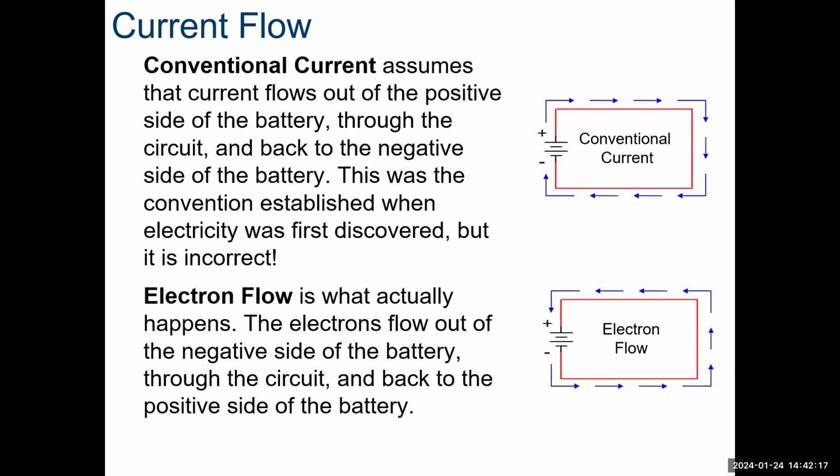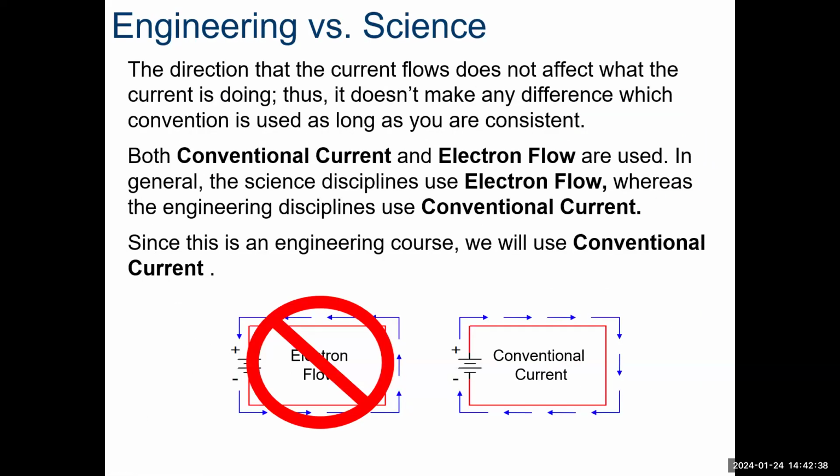We have conventional current, and we have electron flow. Conventional current assumes that current flows out of the positive side of the battery and through the circuit, whereas electron flow, what actually happens, is electrons flow out of the negative side of the battery through the circuit and back to the positive side of the battery. So this is really what's happening, right? All right, so the direction that the current flows does not affect what the current is doing. Thus, it doesn't make any difference which convention is used as long as you are consistent. So yeah, this is really what's happening, but this is the same function as this, right? If you have the flow of electrons, you are going to have a current.